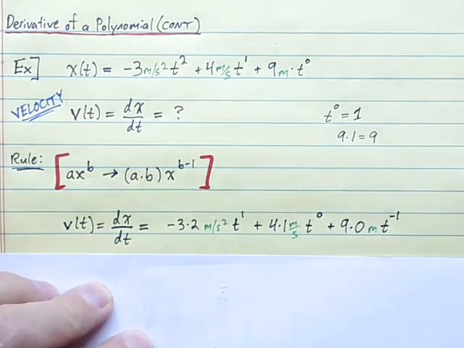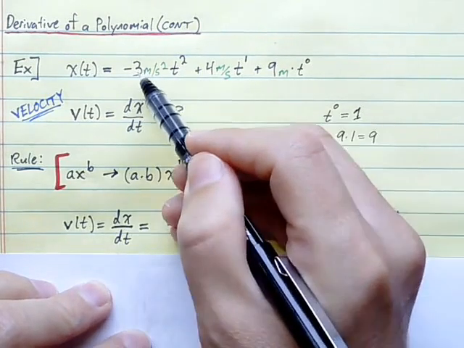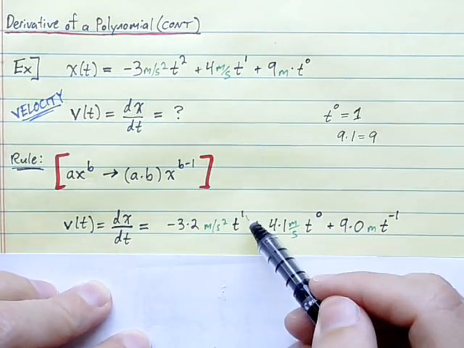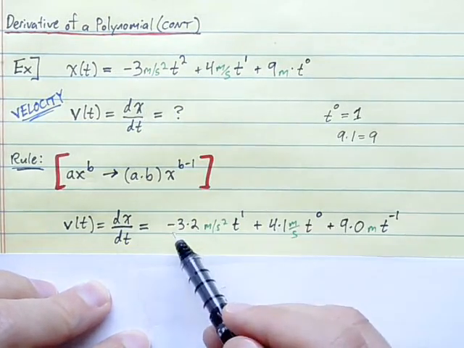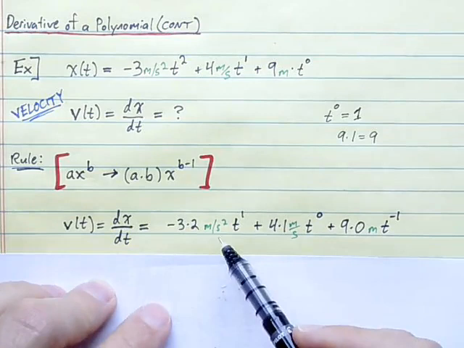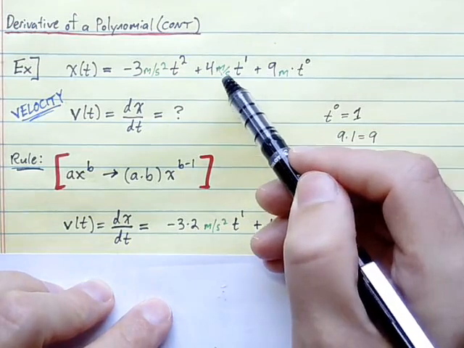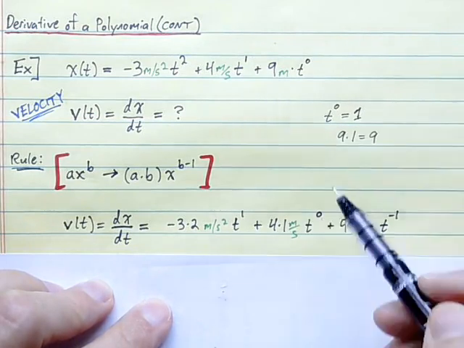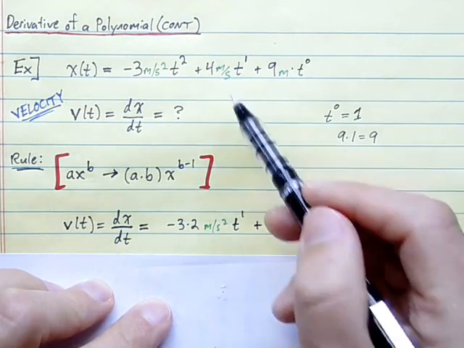So in this case here, our first term, we take 2 times -3 to get the new coefficient, and then 2 minus 1 gives us 1. That's our new exponent. So the first term here, the -3t squared, becomes -3 times 2 times t to the first power. And the unit, meters per second squared, just comes along for the ride. That doesn't change. Second term, we'll have 1 times 4 to give us the new coefficient. And then 1 minus 1 is 0, the new exponent. Again, meters per second comes along for the ride.